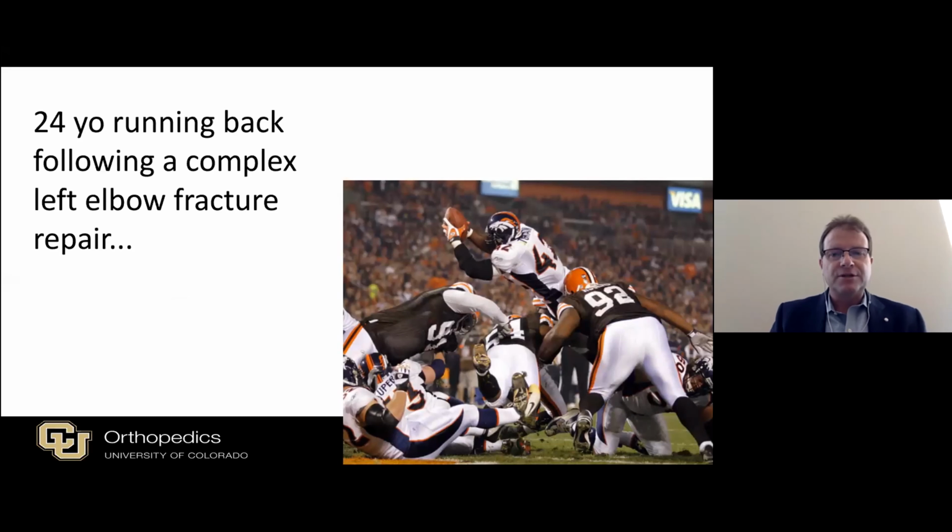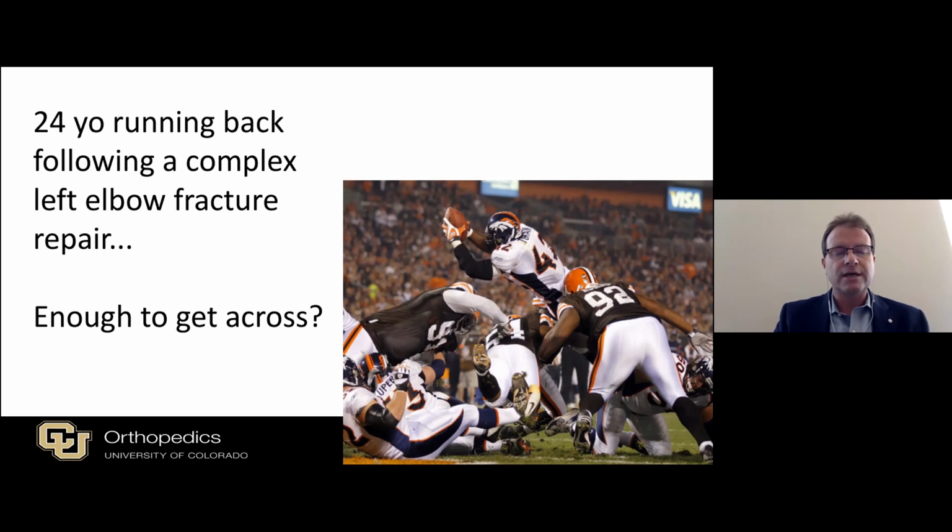But I do have the disclosure of having been here in Denver and seeing the excitement of sports and getting back to sports. And this is a 24-year-old running back following a complex left elbow fracture repair. And the question is, did he make it across the goal line with enough elbow extension? And we all recognize the elbow as being a tremendously complex joint. It doesn't like stiffness, and so injuries are really critical for being able to identify and to evaluate effectively.